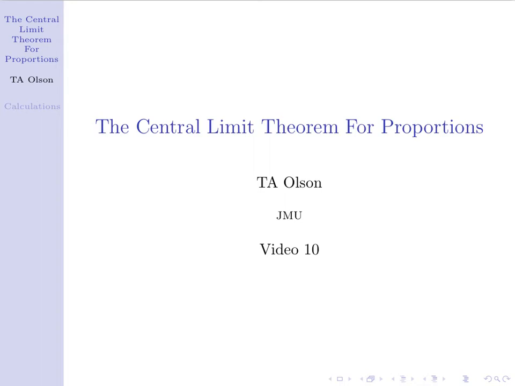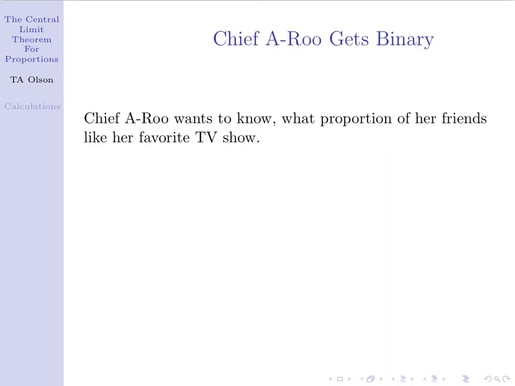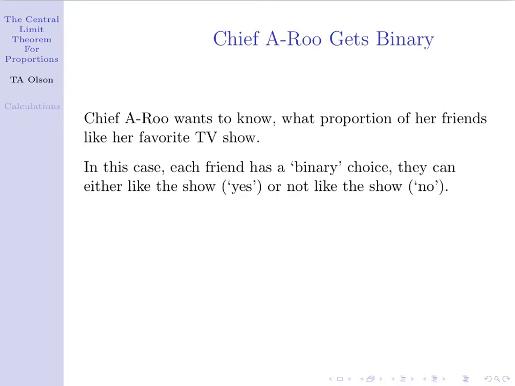In this video, we're going to introduce the idea of the central limit theorem, but for proportions. So the scenario we want to talk about here is Chifaru wants to know what proportion of her friends like her favorite TV show. In this case, each friend has what's called a binary choice. They can either like the show, yes, or not like the show, which is going to be a no in this case. There's no in between. You're either a yes or a no.